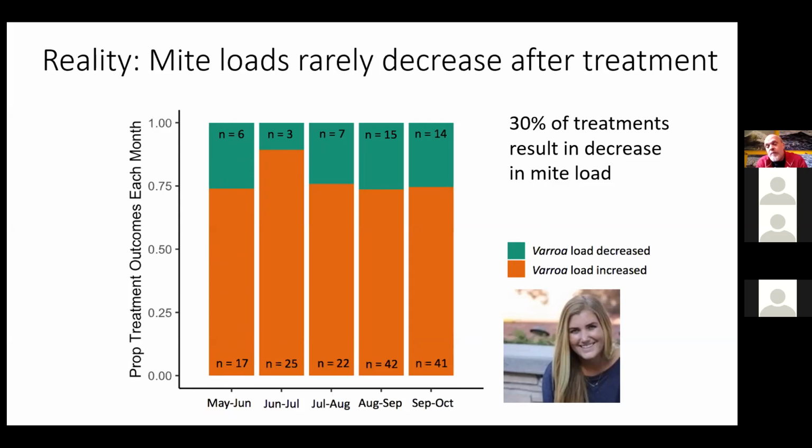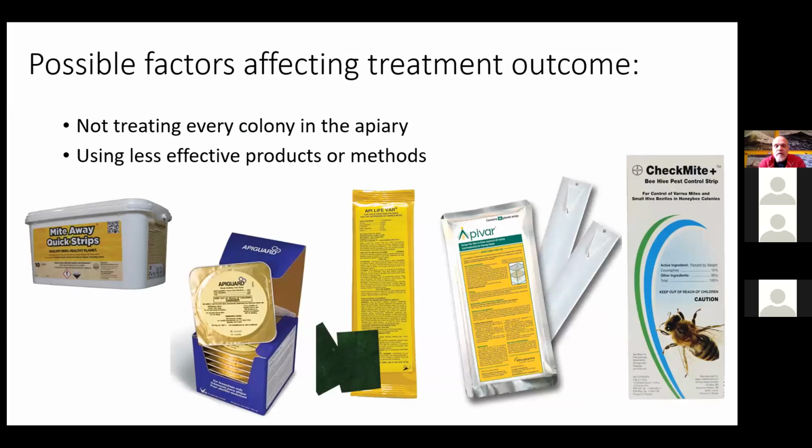About 30% of the colonies that were treated with a miticide had reduced mite levels the following month. That means that 70% of treated colonies had mite levels that were the same or more than they were before you started treating them. Now that's a serious finding. So what could be causing that? One of the reasons could be that maybe they're not treating the entire apiary. Maybe it's only part of the apiary they're treating, or maybe they're using products that aren't very effective.